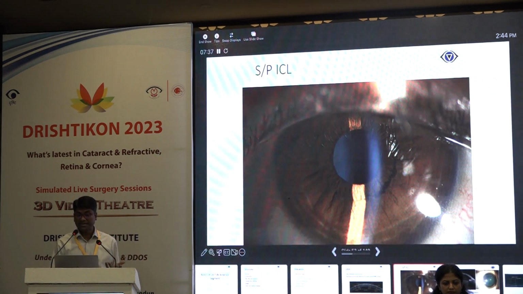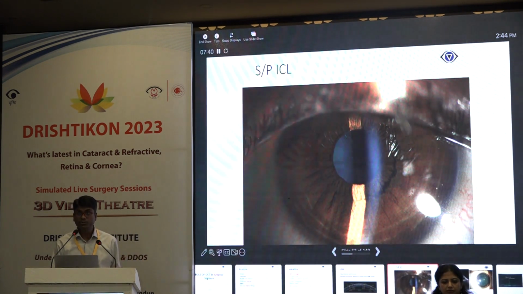And suppose you have done an ICL, after that you need to know what the vault is, because if there is any problem. So what we generally do is, we don't do ICL in one sitting, both eyes. So we do one eye, check the vault, and then do the other eye.